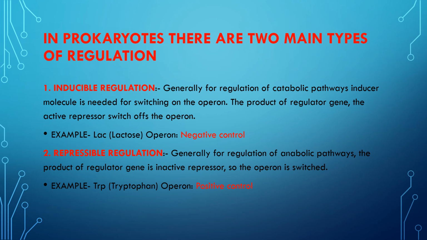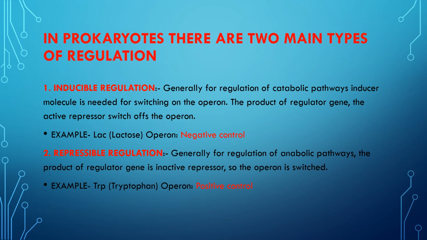In prokaryotes, there are two main types of regulation. Inducible regulation. It operates in a catabolic pathway. It is caused by a new metabolite which needs enzymes to get metabolized. It turns the operon on and it starts transcription and translation. The repressor is prevented by the inducer from joining the operator gene. Lac operon is the example of inducible regulation. It is a negative control.